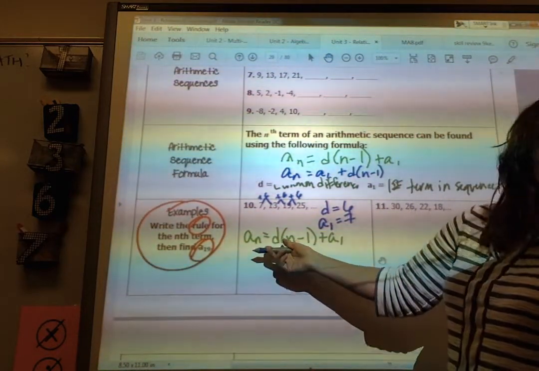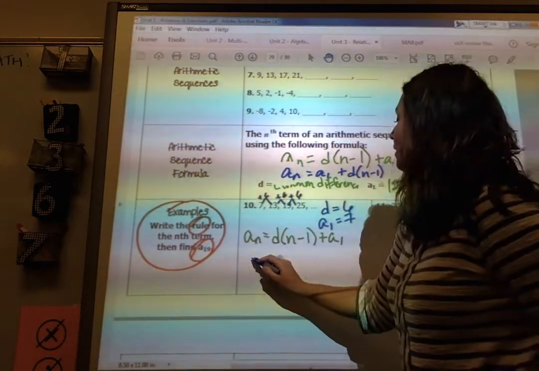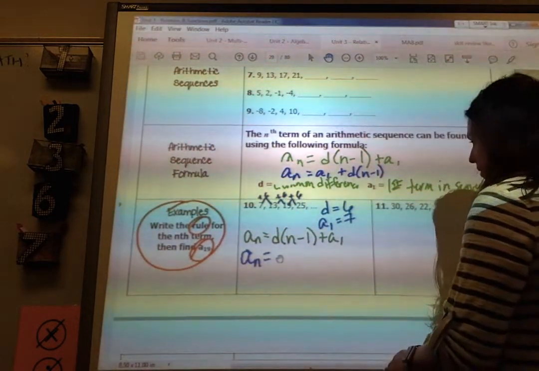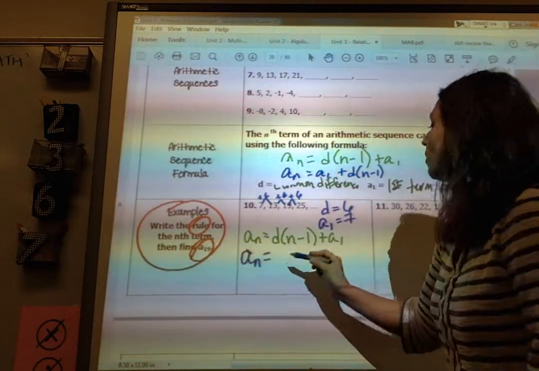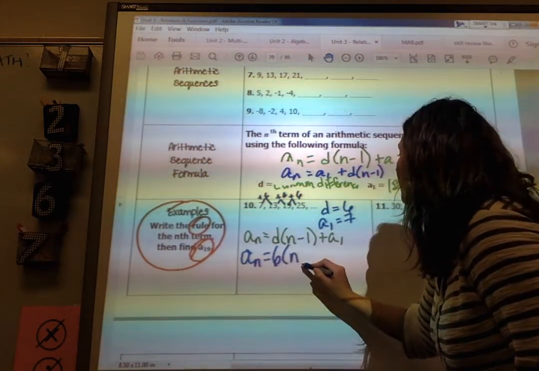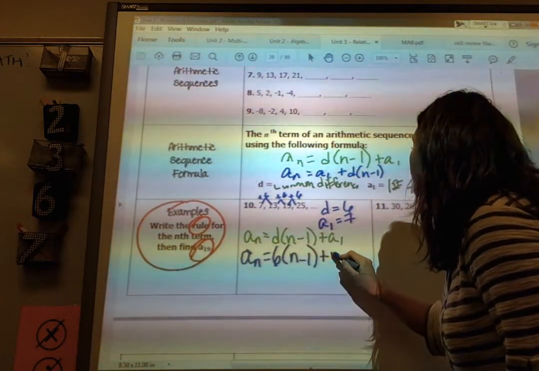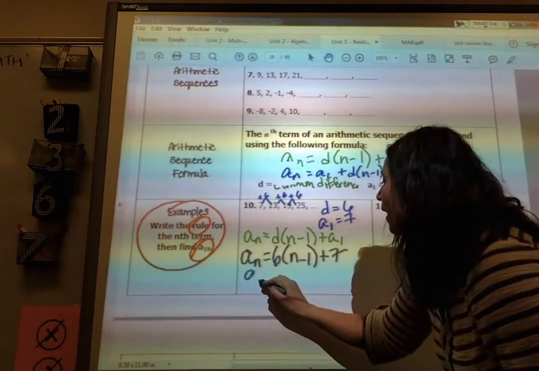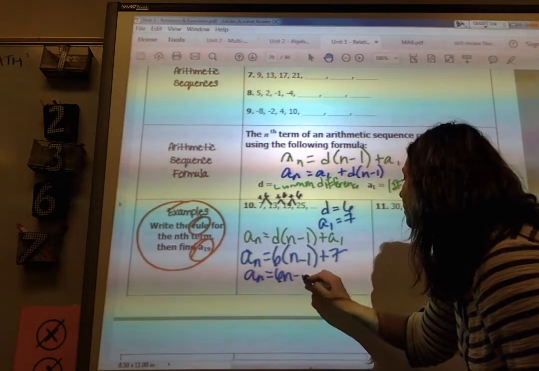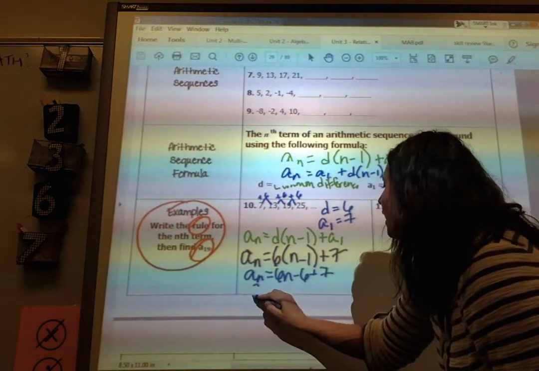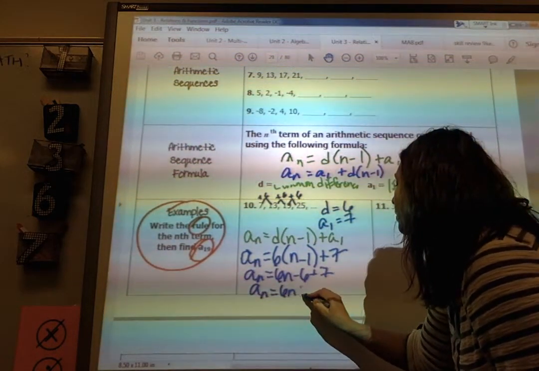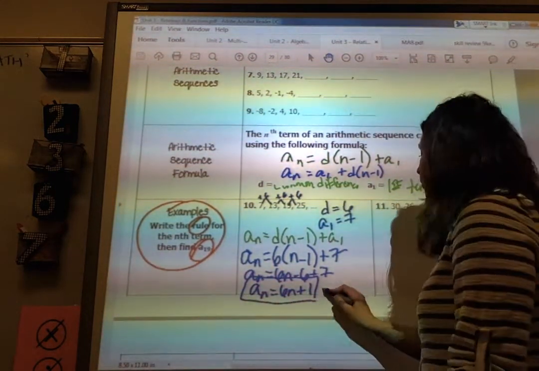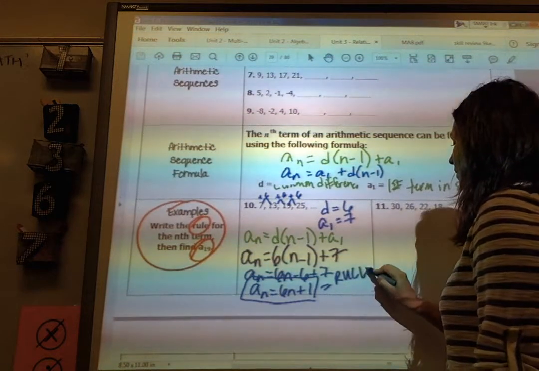So I'm going to say, you can say A, but I want my rule first. So an equals, hand away. All right, so the common difference is 6, n minus 1 plus 7. I'm going to distribute out and simplify. So I get 6n minus 6 plus 7. And so an equals 6n plus 1. All right, so this is my rule. That's my rule. You must have it.